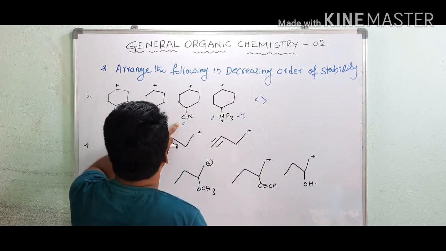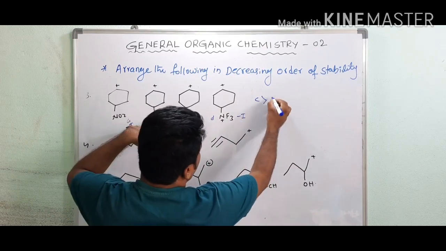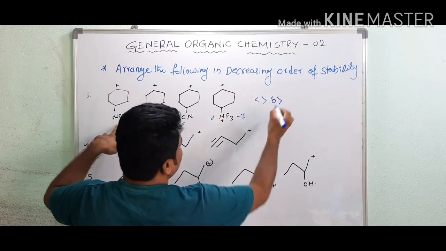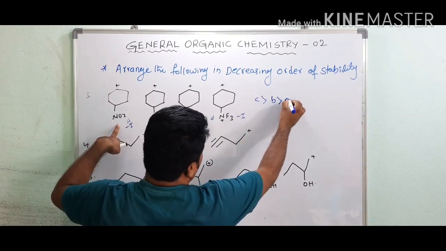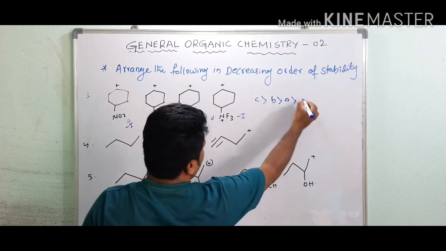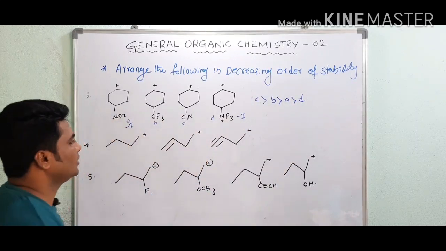It means C is more stable. Then after that D will come, then B, CF3. Then NO2, that is A. Then the highly unstable is the last one. Okay, this is the stability order.